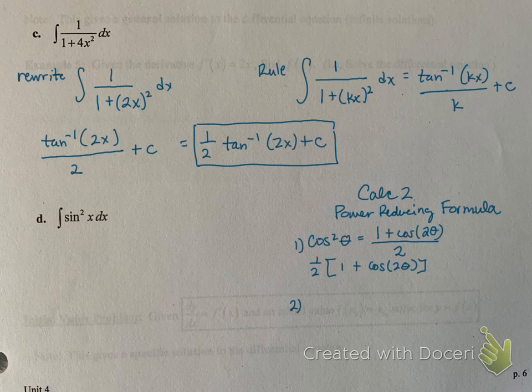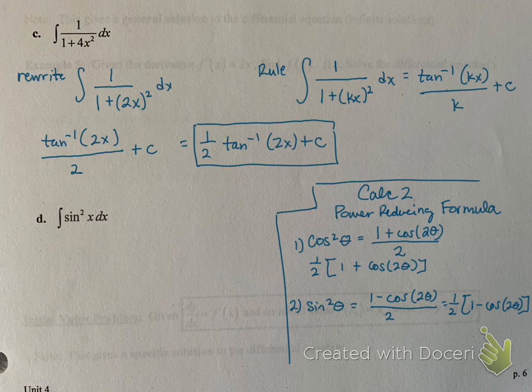The second one deals with sine squared theta. So the power reducing formula says sine squared theta is equivalent to 1 minus cosine of the double angle all over 2. And once again, I can factor out the 1/2. And when I do, I'm left with 1 minus cosine of the double angle. Okay? So for this particular problem, we are going to use the power reducing formula for sine squared.